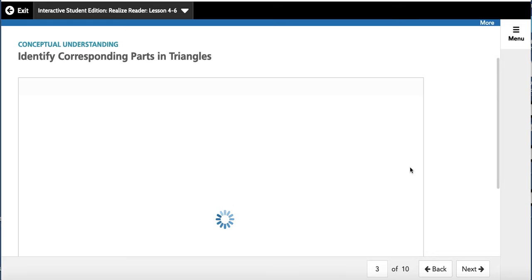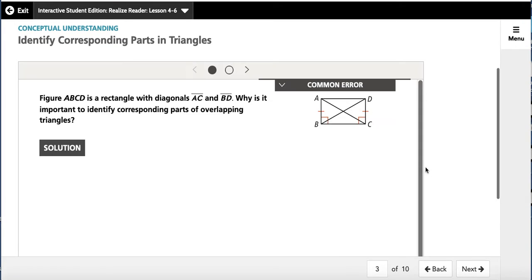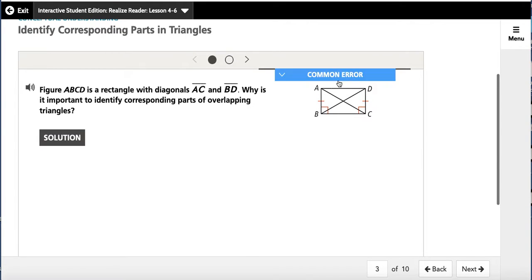We first need to be able to identify the corresponding parts in triangles, especially the overlapping triangles. So here we have a rectangle, and there's quite a few triangles there. There's the four that make up all the interior, and then there's the cross, like that diagonal for that right triangle. But there's four of those. But I digress. Let's see what they want us to do.